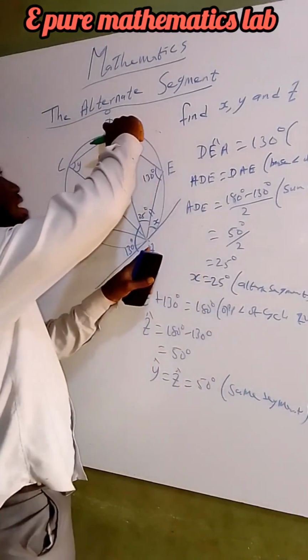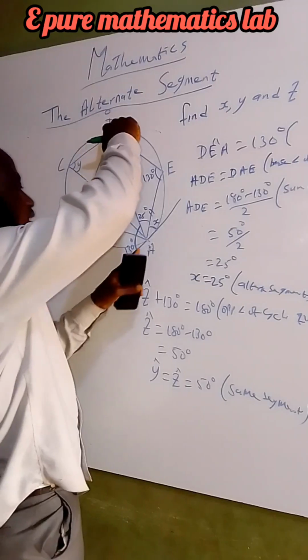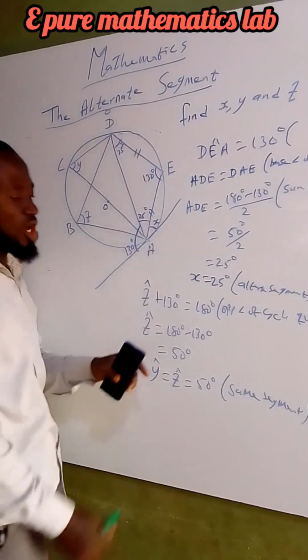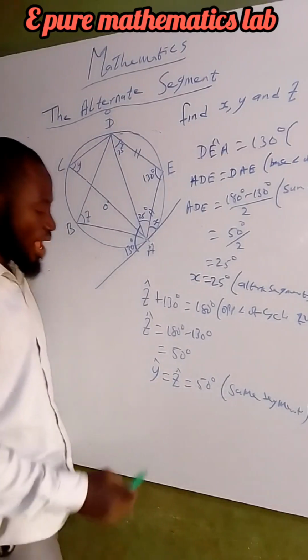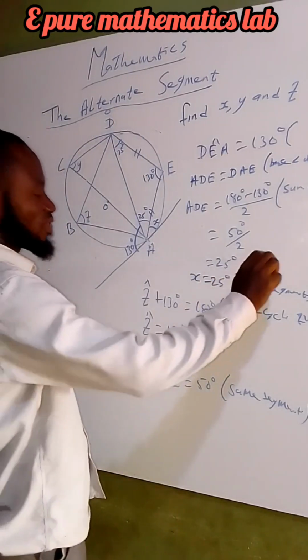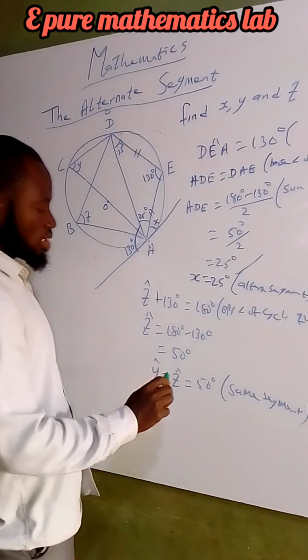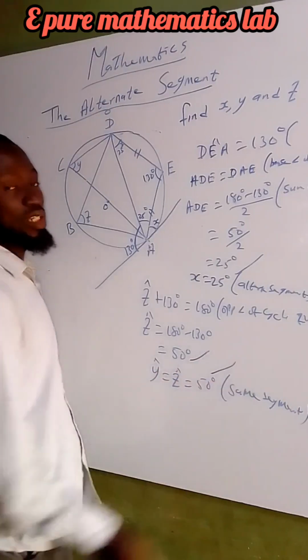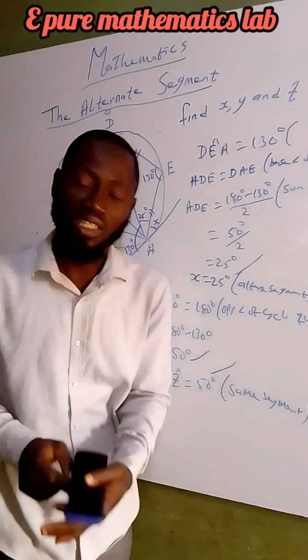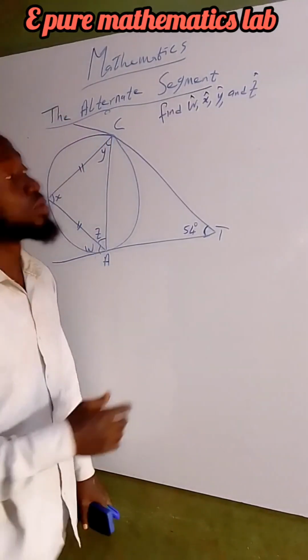You can see AD from this, AD from this. So they are the what? Same segment. So our s equals 25 degrees, our y equals 50 degrees. At the same time, our z equals what? 50 degrees.